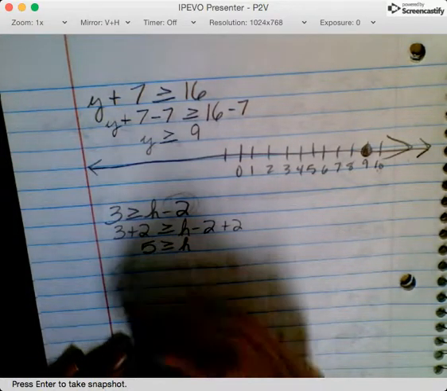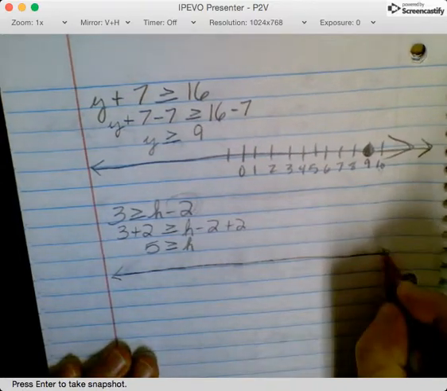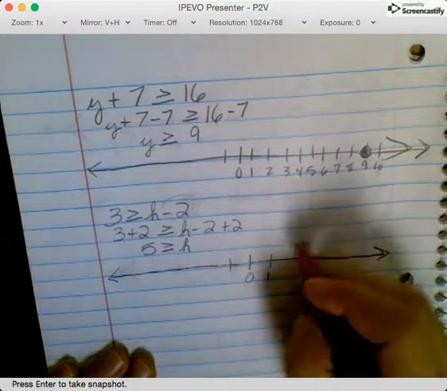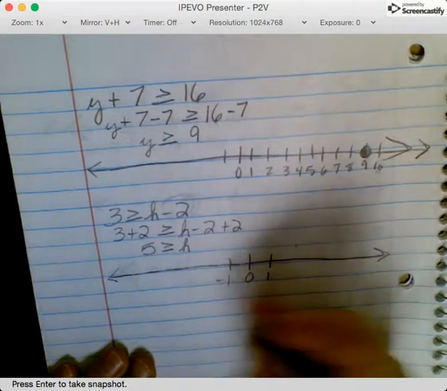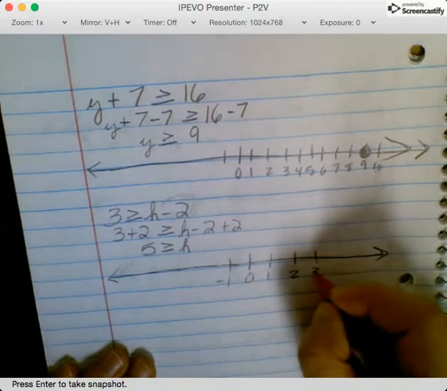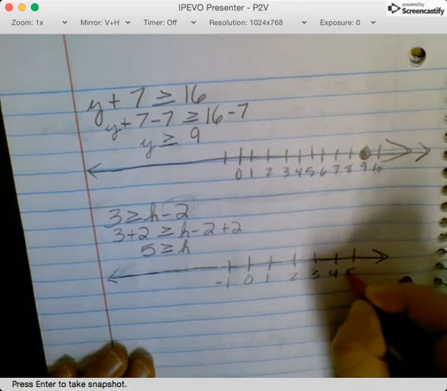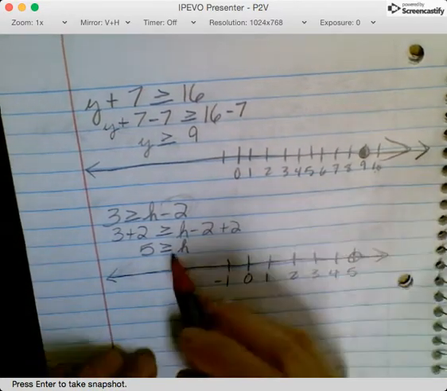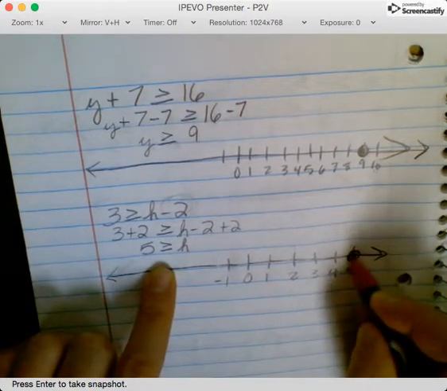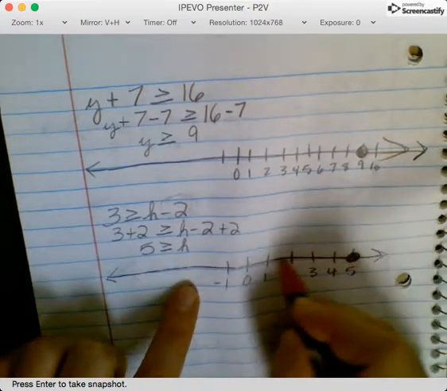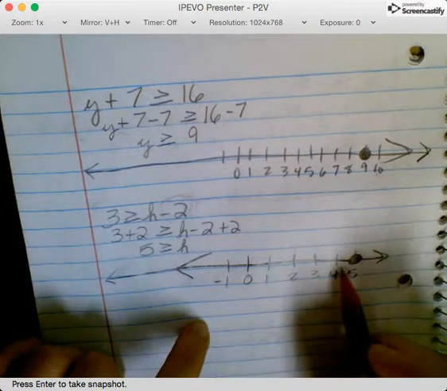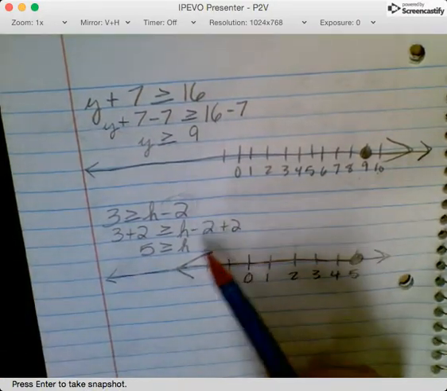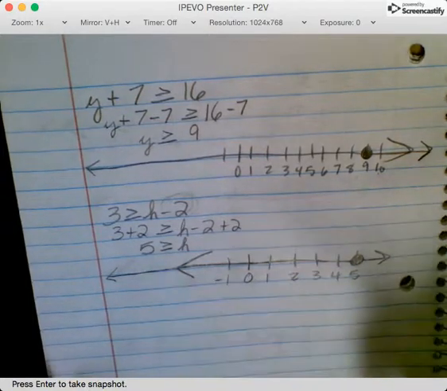So then I have 5 is greater than or equal to h. So let me draw my numbers here. I put my circle at 5. It could be equal to, so I fill it in. And since it's bigger, all my numbers that h could be are smaller. Okay, now normally I would fill all this in, but for time's sake, I did not fill in all of these other numbers.